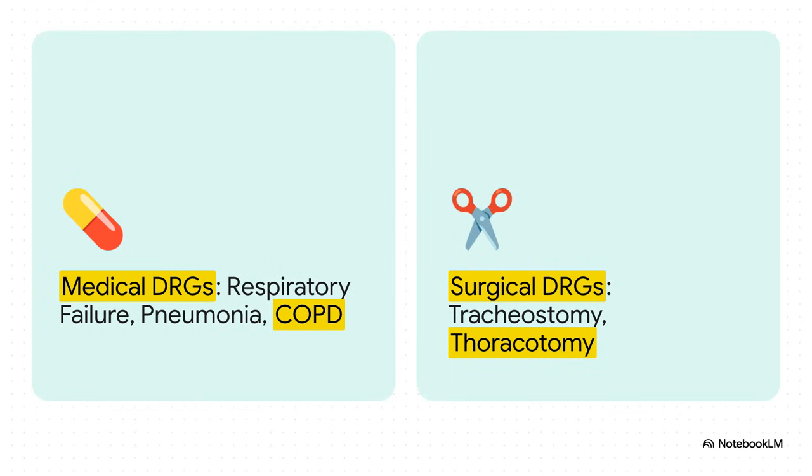And within this category, you've really got to partition your thinking. On one side, you have your medical admissions. Think COPD exacerbations, status asthmaticus, pulmonary embolisms, or pneumonia. But then on the other side, we have cases requiring significant operating room procedures, like a tracheostomy or maybe a lung resection. The coding logic drastically shifts depending on which path that patient takes.